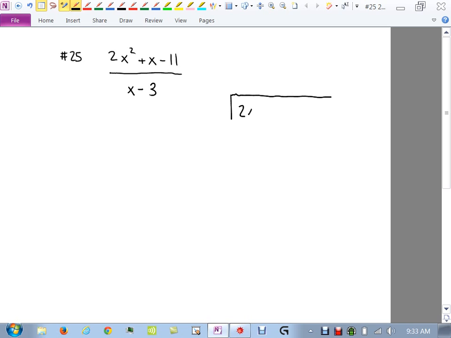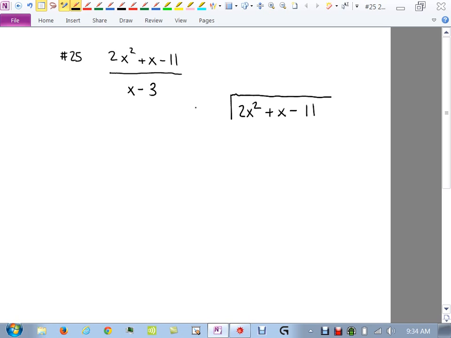Inside I put the numerator 2x squared plus x minus 11. Make sure it's in descending order, right? Don't forget that. Also make sure that there aren't any missing variables. Remember we talked about last time, if it went from x squared and then there wasn't an x term here, we would have to put a 0x, right? But this one, we got x squared, then we have x, then we have a number. So we're good, no spaces, right? Is that all right? Okay.